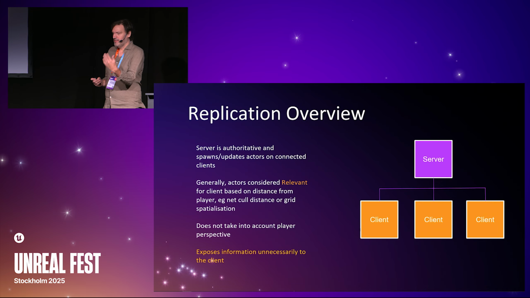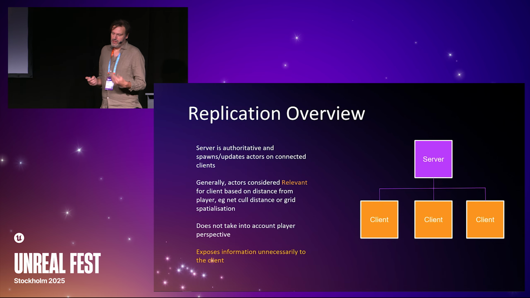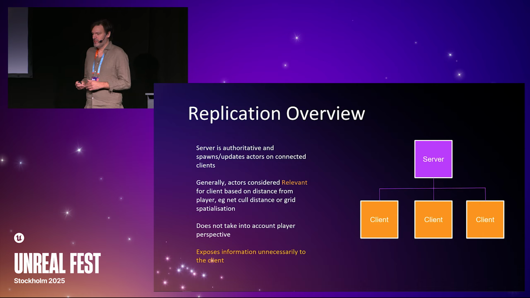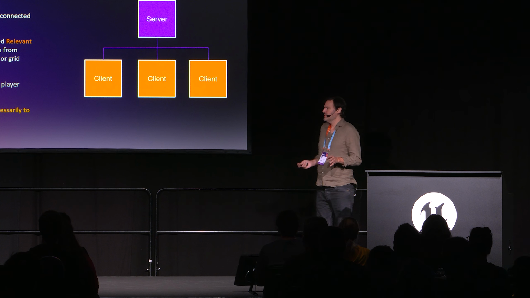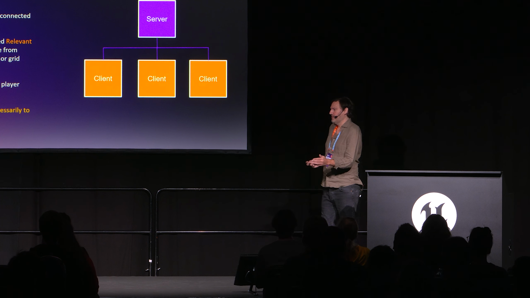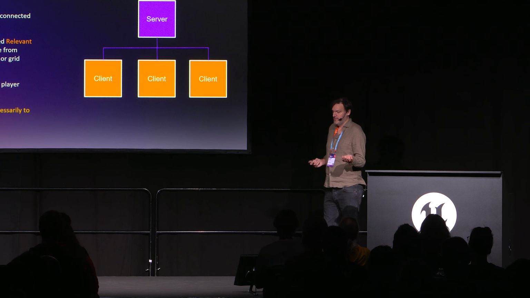When an actor should exist on the client and receive updates, we call it relevant for that client. Common relevancy metrics used by Unreal's replication system use distance from the player. For example, each actor has a net cull distance outside of which that actor will stop being replicated for that client. And there are other systems such as grid spatialization, which apply that concept to optimize for open worlds with many actors. What these systems don't take into account is what a player can see, or what they should be able to see and hear. So they expose that information unnecessarily to the client.